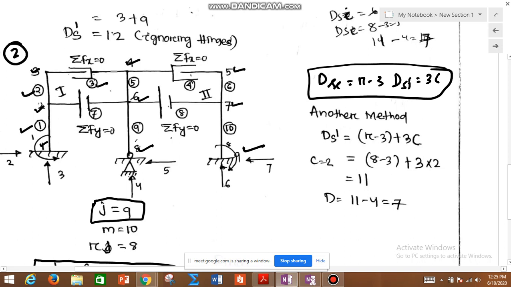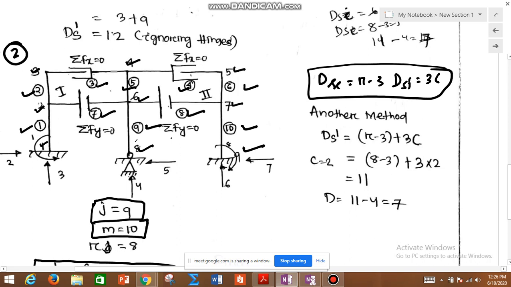Internal hinge we are not taking into consideration now. Now this is member 4, this is member 5, this member is 6, this is 7, this is 8, and this 9, and this is 10. So total members is how much? Total members is 10.